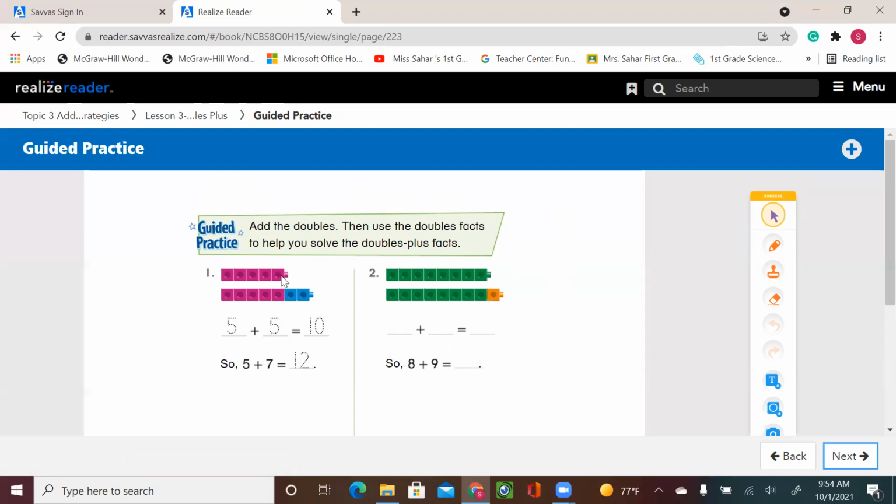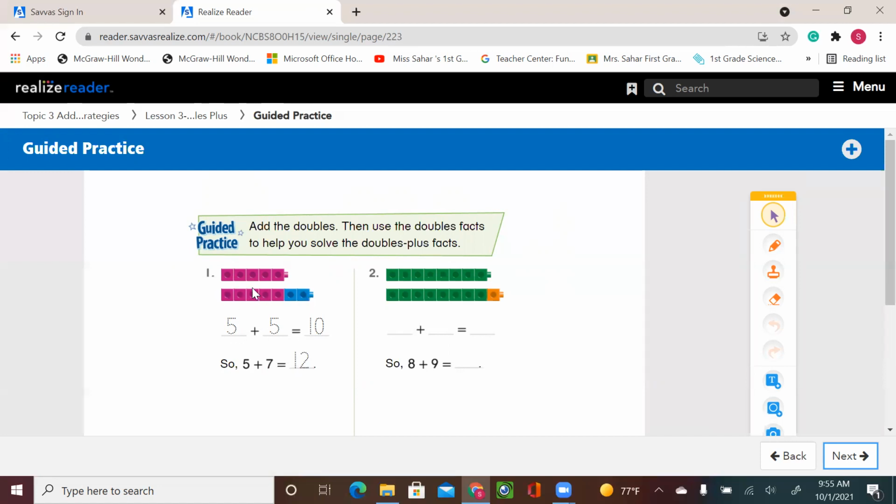So I know that I have 5, 1, 2, 3, 4, 5. So 5 purple cubes, and I have another set of 5 purple cubes with 2 more. So I'm going to put this 2 on the side for now, and I'm just going to add the doubles, the same numbers of the same color. So I have 5 in the first row and 5 for the second row. So that's my doubles fact. 5 plus 5, I know it's 10.